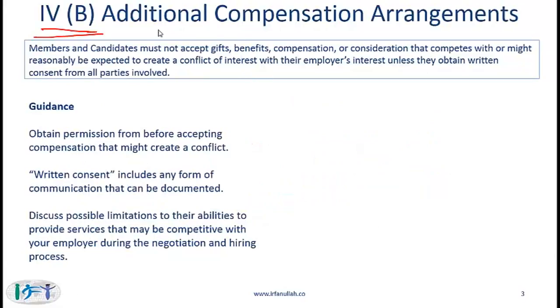Standard 4B, additional compensation arrangements. Members and candidates must not accept gifts, benefits, compensation, or consideration that competes with or might reasonably be expected to create a conflict of interest with their employer's interest unless they obtain written consent from all parties involved.